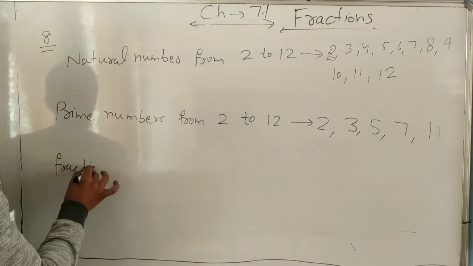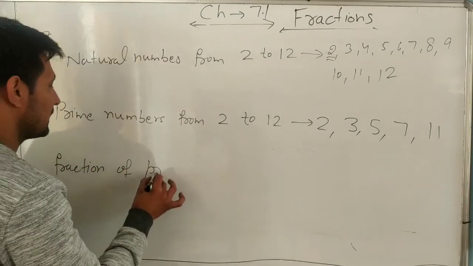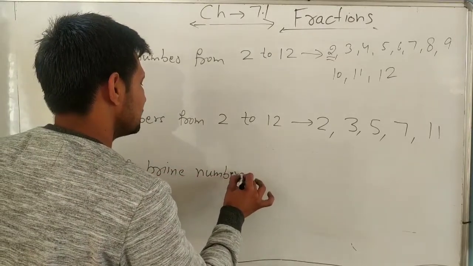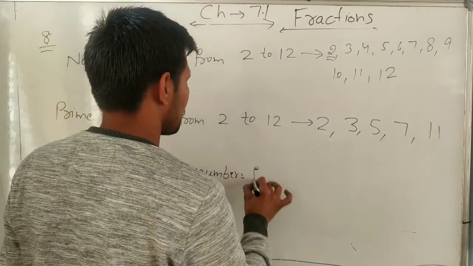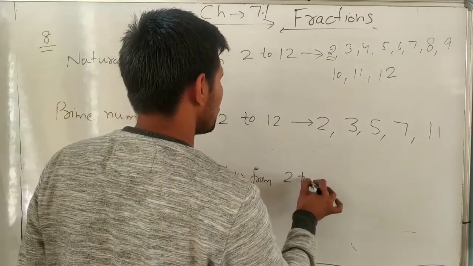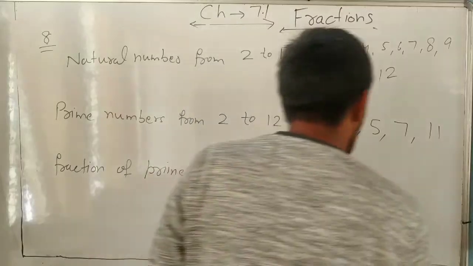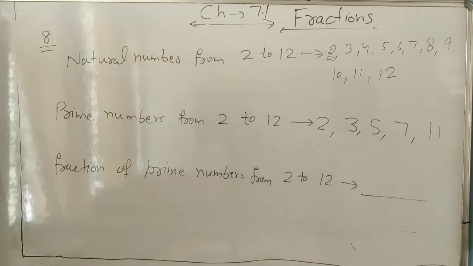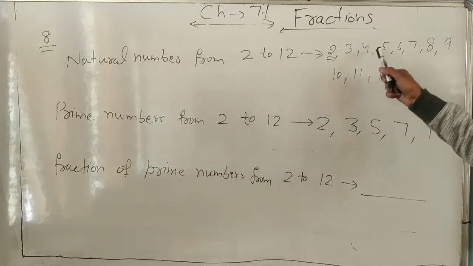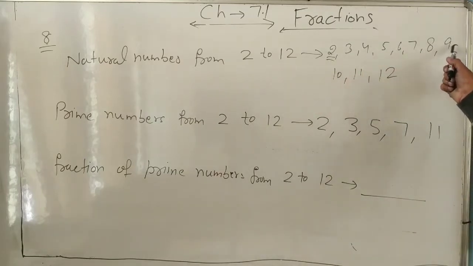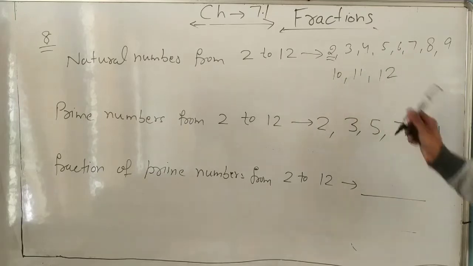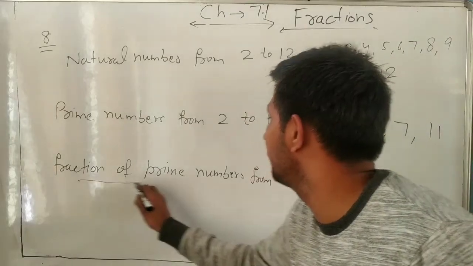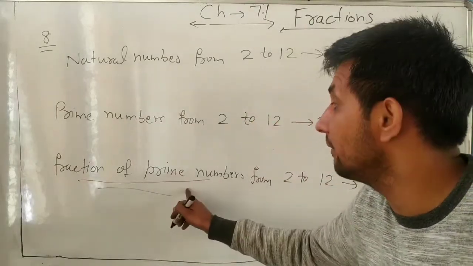So we have to find the fraction of prime numbers from 2 to 12. What I told you: always downside, in the denominator, we will write the total number. How many total numbers? 1, 2, 3, 4, 5, 6, 7, 8, 9, 10, 11. Total numbers are 11. And whose fraction do we want to find? The fraction of prime numbers.